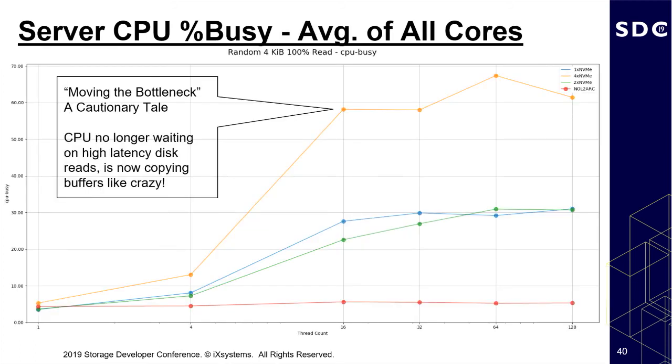This is sort of a cautionary tale of, quote unquote, moving the bottleneck. So with no L2ARC, this system is very happy. We're using very little of the CPU. But when you add all of the NVMe SSDs, your CPU is no longer waiting on slow drives. So your CPU is actually copying buffers. Your CPU is just real busy. So just as a cautionary tale, as you incorporate faster and better storage tiers, you're probably going to need more CPU at some point, because you're sort of moving the bottleneck.